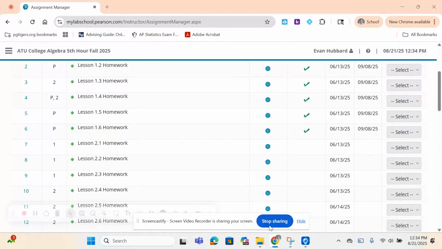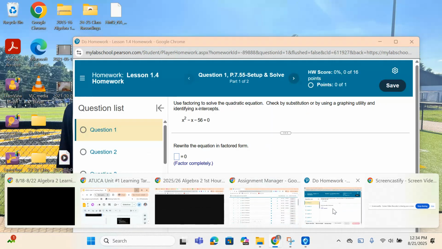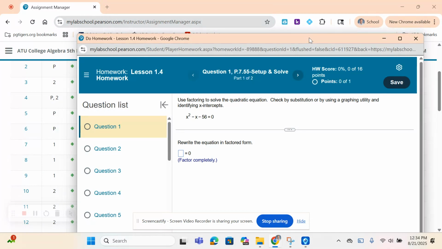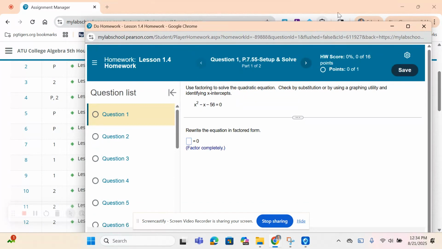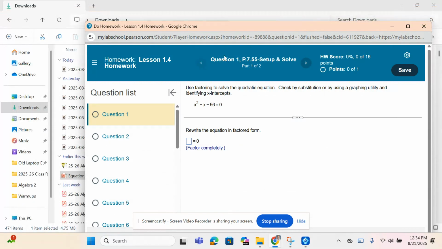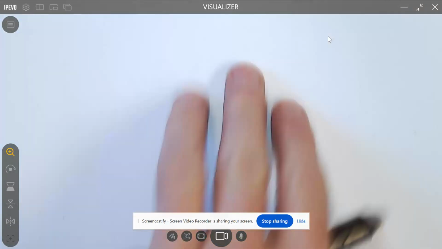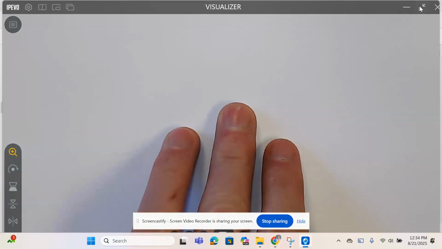All right, I have got 1.4 homework pulled up here. So, question number one: use factoring to solve the quadratic equation and check by using substitution or using a graphing utility. First off, they want you to put this in factored form.